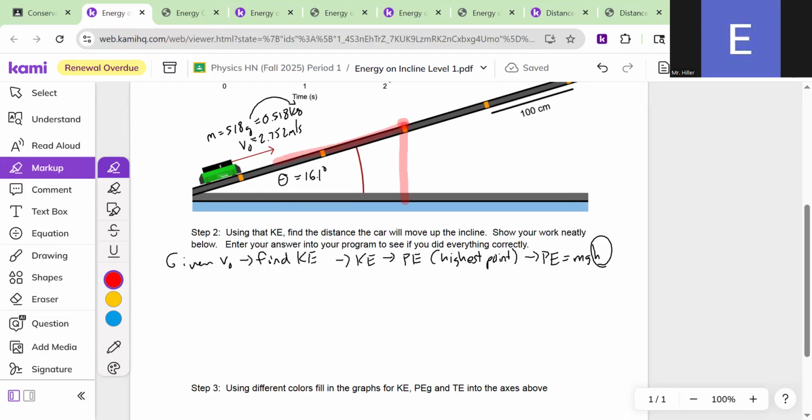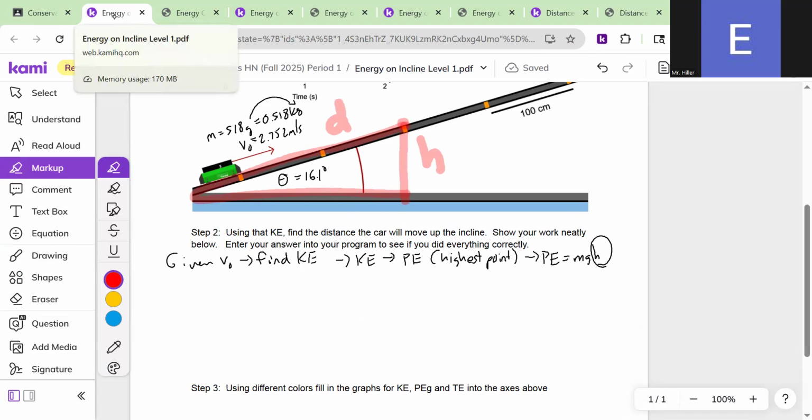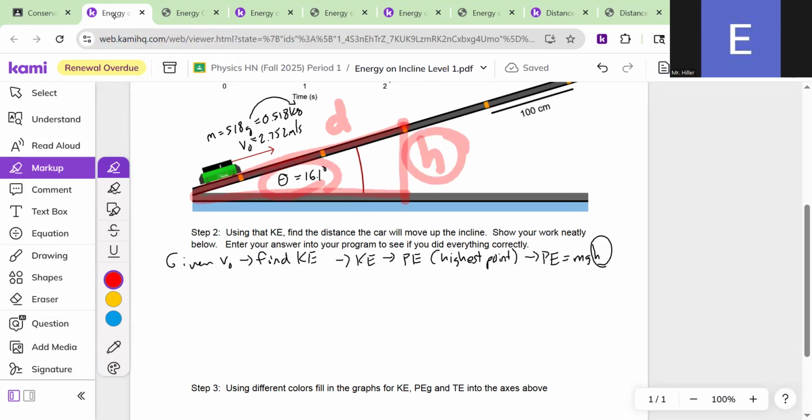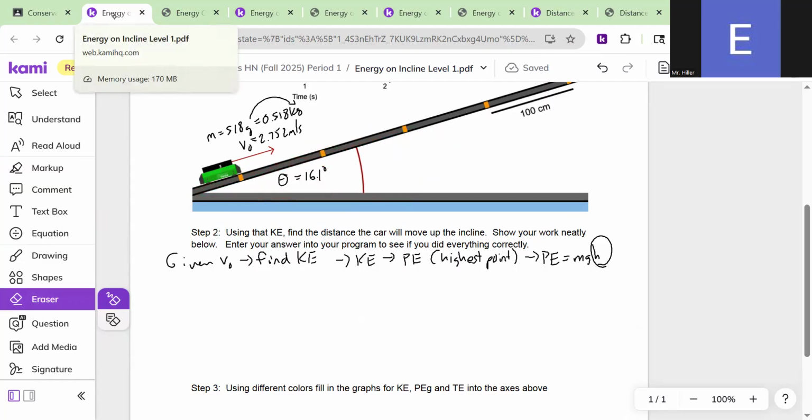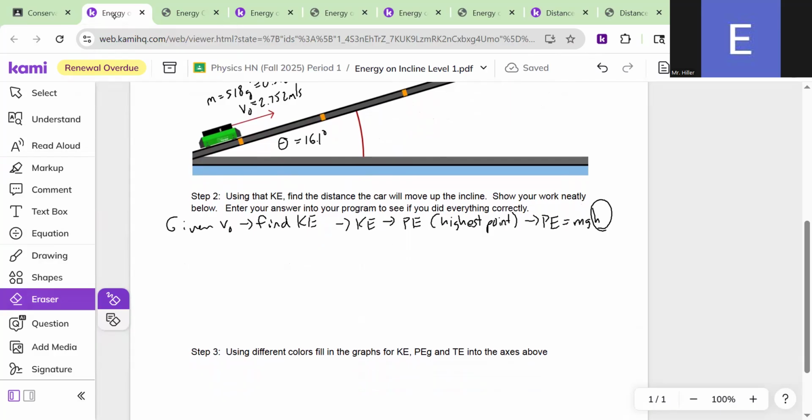Well, you can see the triangle that's created. If that's the height, then we would solve for the hypotenuse of the triangle given the height and given the angle. That's how we're going to find the distance it goes up the hill. So that's going to be our plan and our strategy for dealing with this problem. First things first, let's find how high it goes.